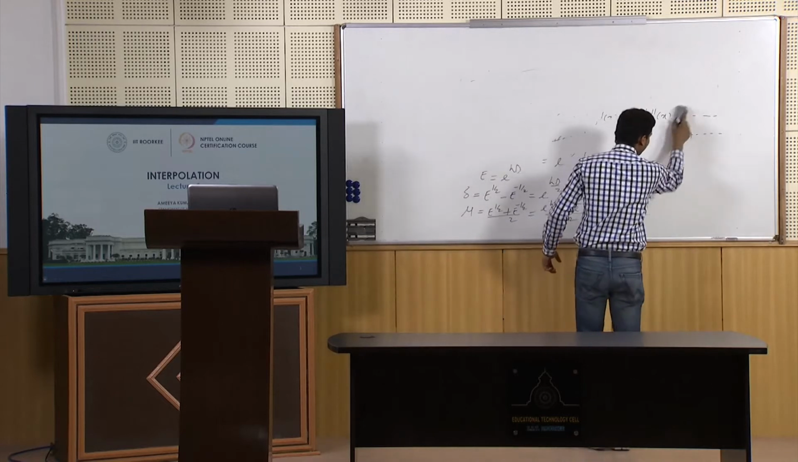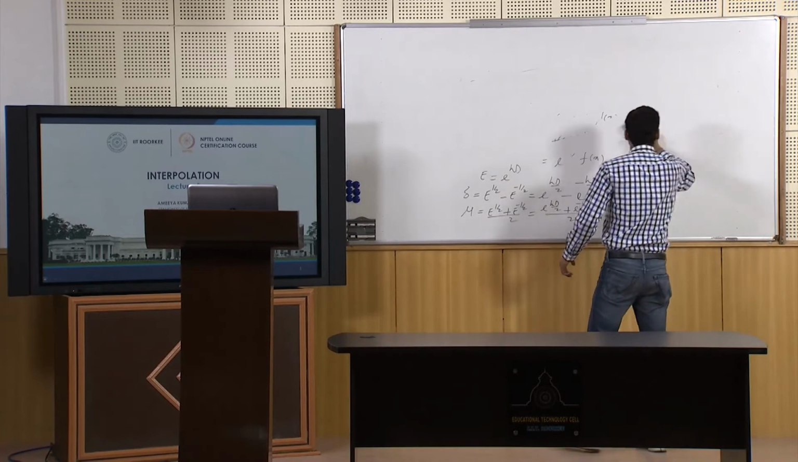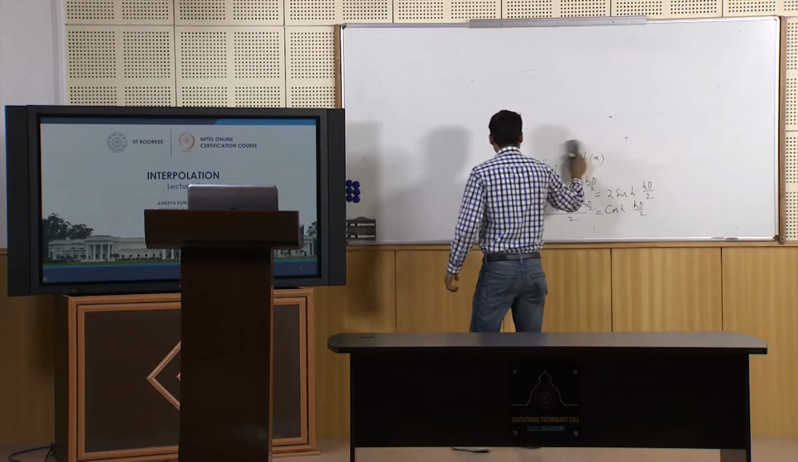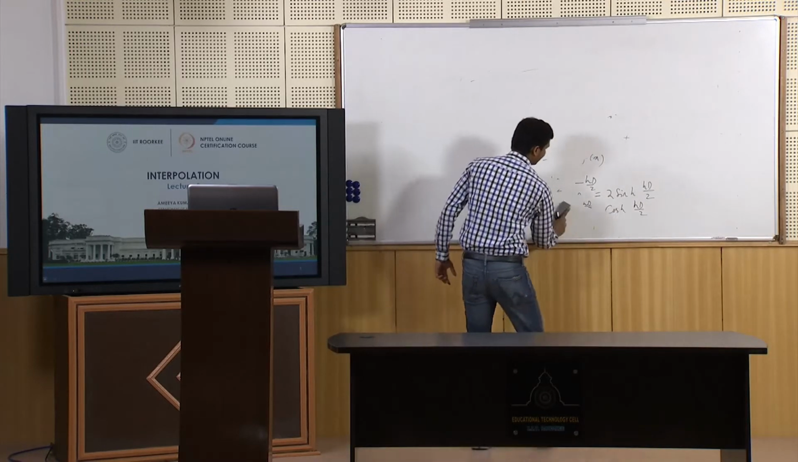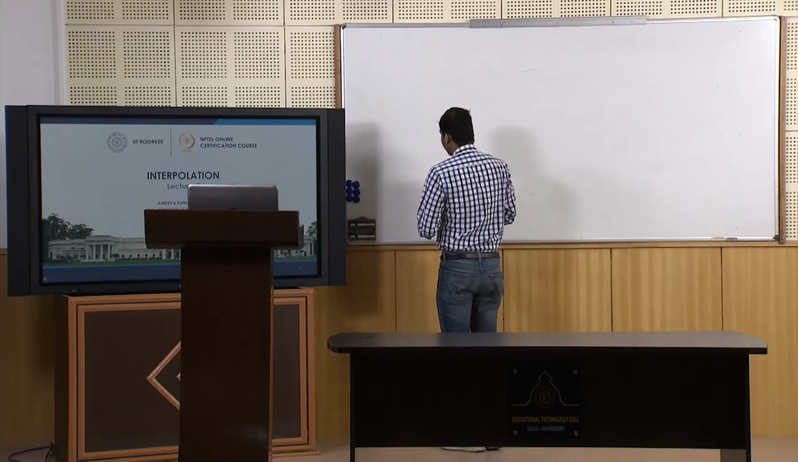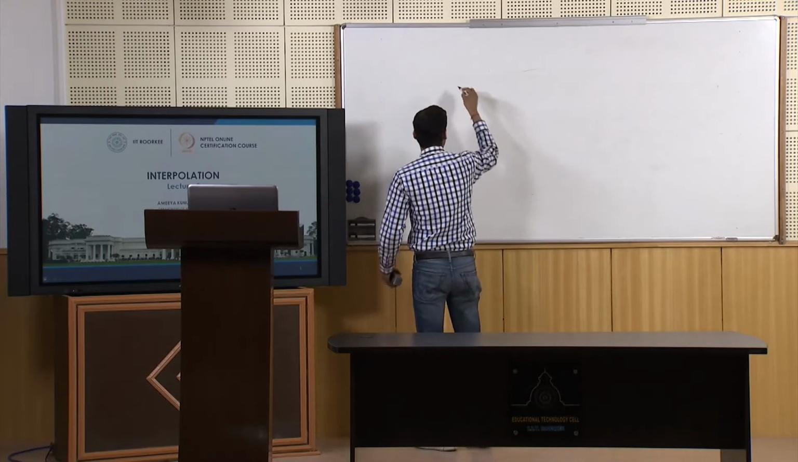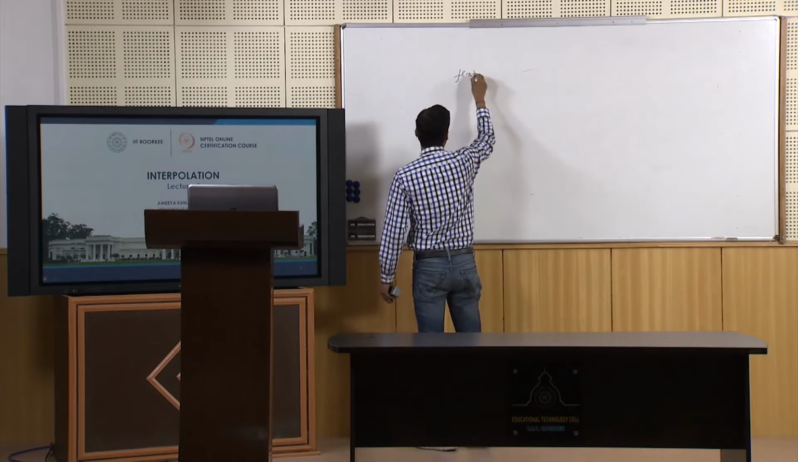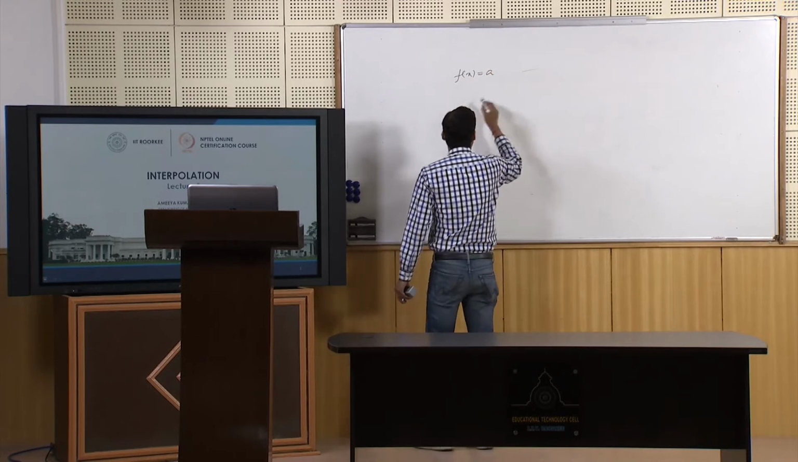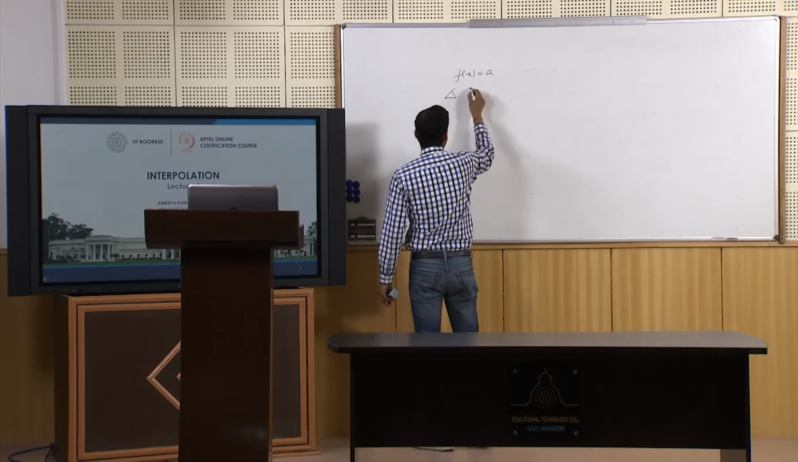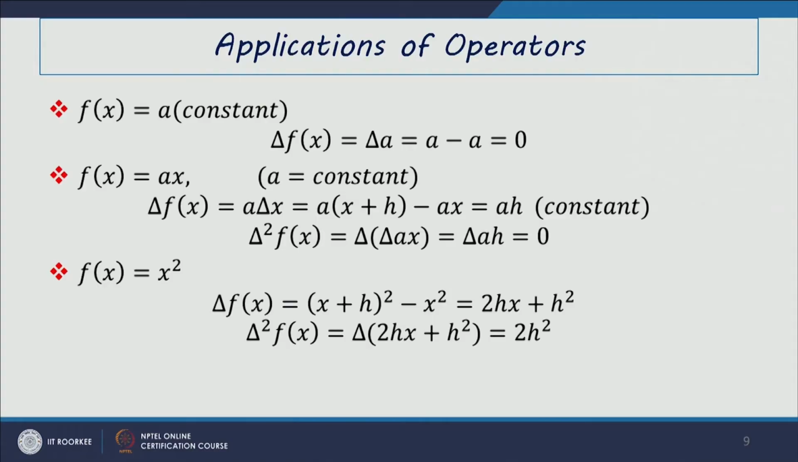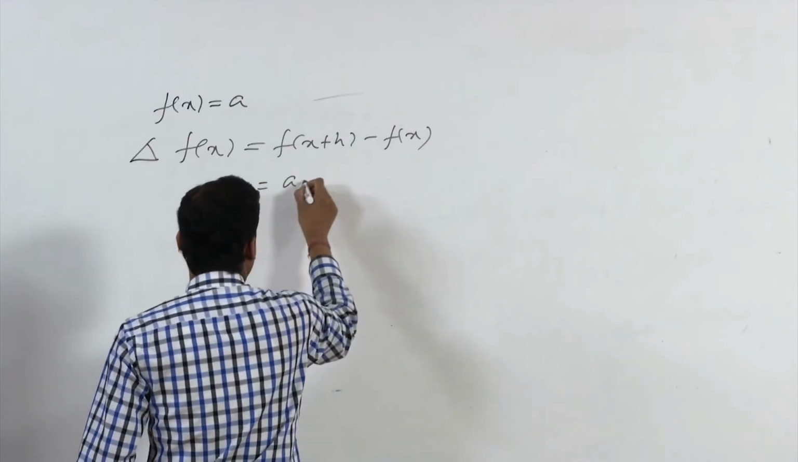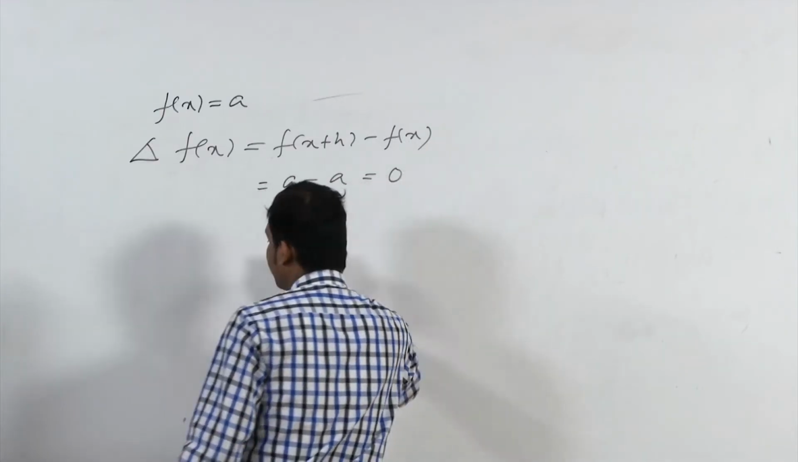So, suppose we are considering f of x is a polynomial here. First we will assume f of x is a constant polynomial. Suppose f of x is a constant polynomial, we can write f of x equals a here. Then I can apply the forward difference operator: delta of f of x can be written as f of x plus h minus f of x, which is a minus a, and this equals 0.